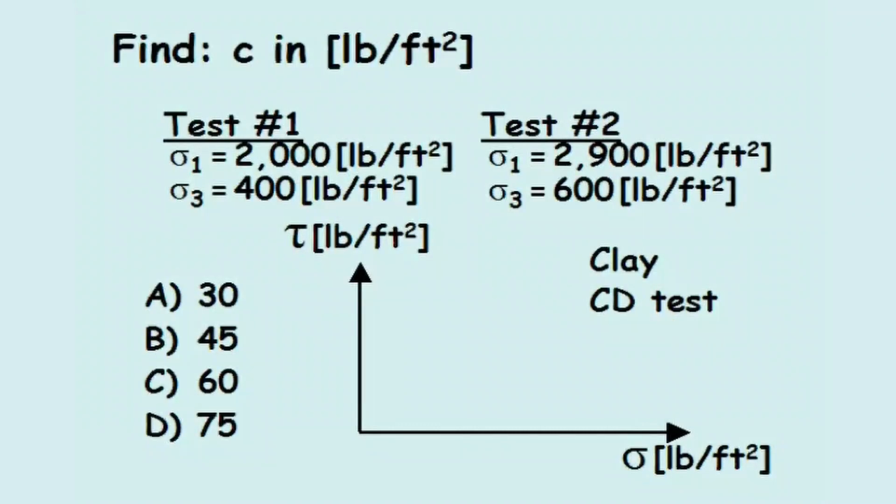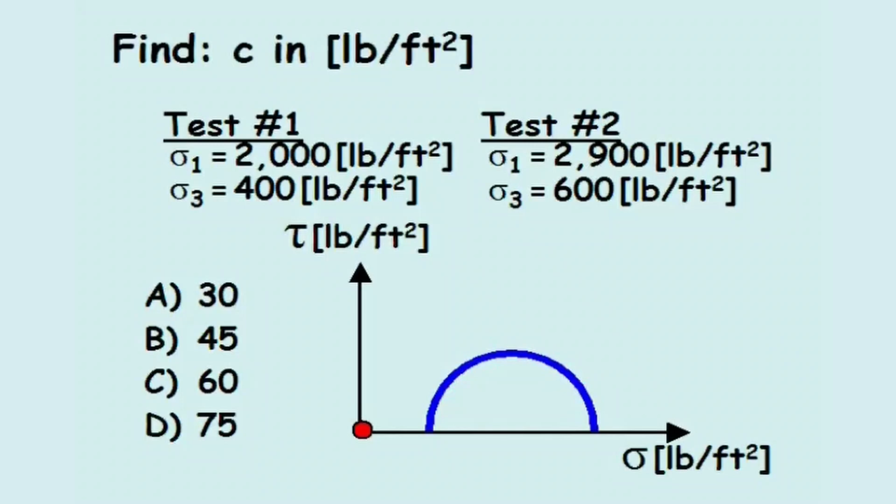In problems like this one, the stress values are plotted and a semicircle is drawn. The cohesion is identified and the rupture line is traced. The rupture line passes through the cohesion point and is tangent to the semicircle. Also, the friction angle can be determined from the slope of the rupture line.